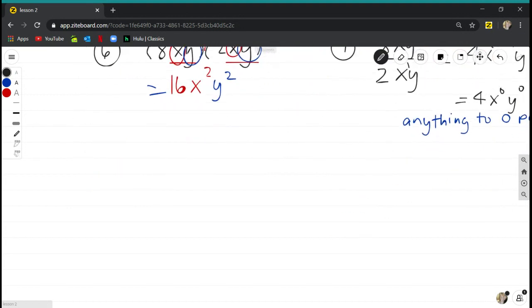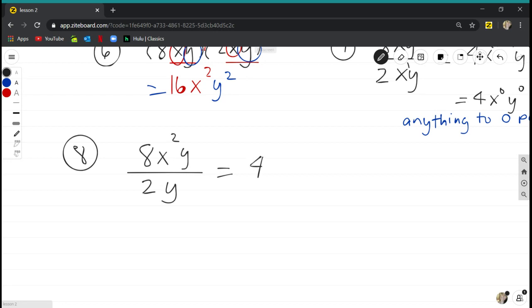Okay, so let's go ahead and do another problem. We can do 8x squared y over 2y. So we're just going to divide. 8 divided by 2 is 4. And then we have x squared. We don't have any other x. And then y, 1 minus 1. So this equals 4x squared times y to the 0, which is equal to 4x squared.